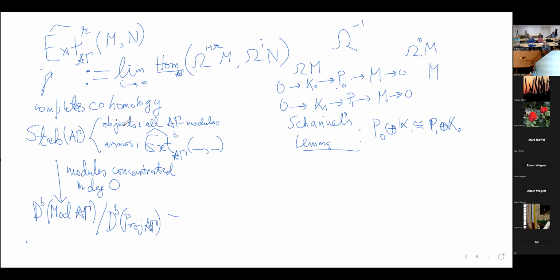And then from here, I want to go to the homotopy category of totally acyclic complexes. I've defined totally acyclic complexes before. I'm going to go to the homotopy category of totally acyclic complexes. And what is the map?